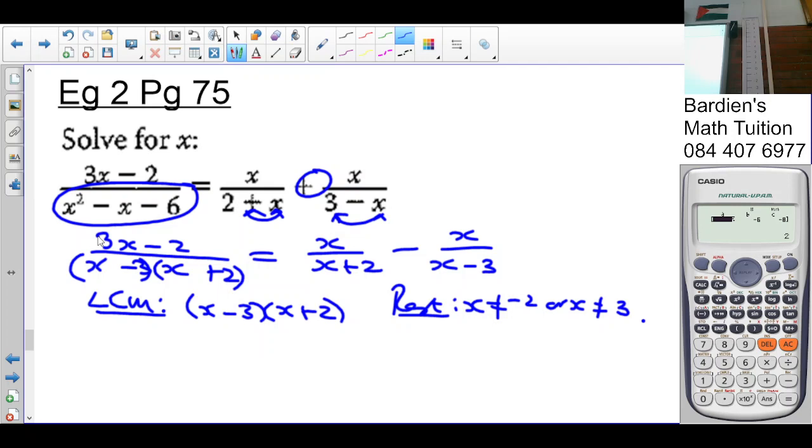Okay. So the question is, what must this fraction be multiplied by to get the LCM? 1. Not so. So it's going to be 1 into 3x minus 2. What must this fraction be multiplied by? X minus 3. So it's x into x minus 3. Minus. X minus 3 times what is x minus 3? X plus 2.